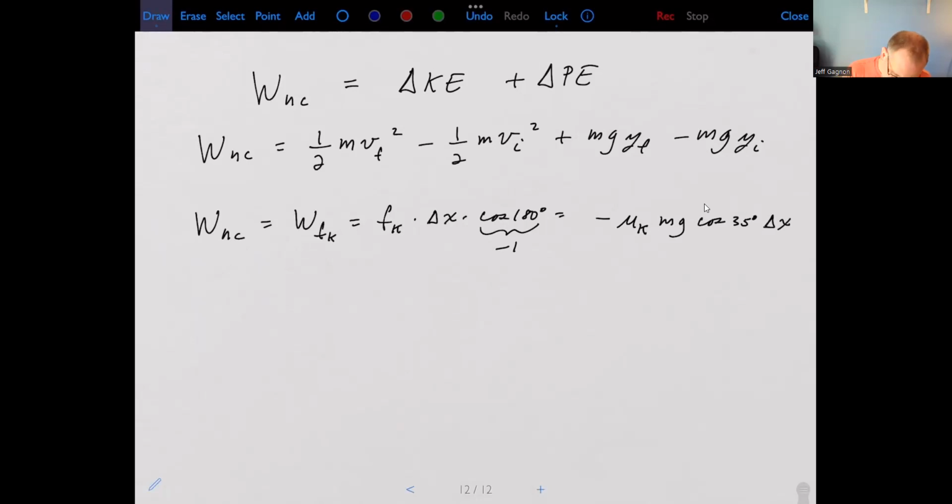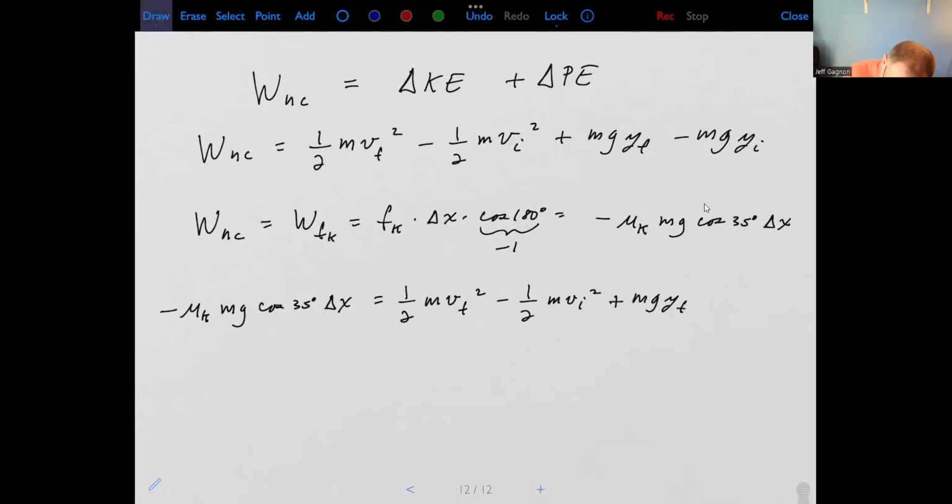Okay, so now if I put this all together, on the left-hand side I have that term, right? So I have minus mu k mg cosine of 35 degrees times delta x. That's got to equal 1/2 m v final squared minus 1/2 m v initial squared plus mg y final minus mg y initial. We want to solve this for v final.